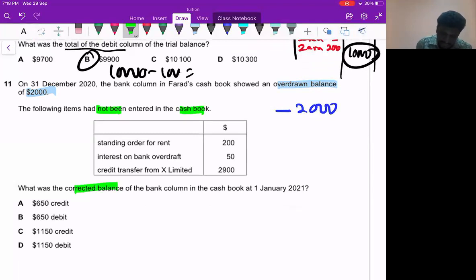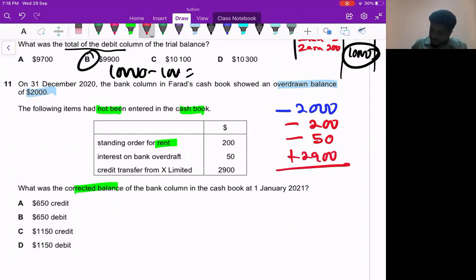So now, standing order, we pay. Standing order means we pay, and we pay means it will be reduced. Interest on bank overdraft, we also pay, so minus 50. Credit transfer from X Limited means we receive the money, so it will be plus 2,900.